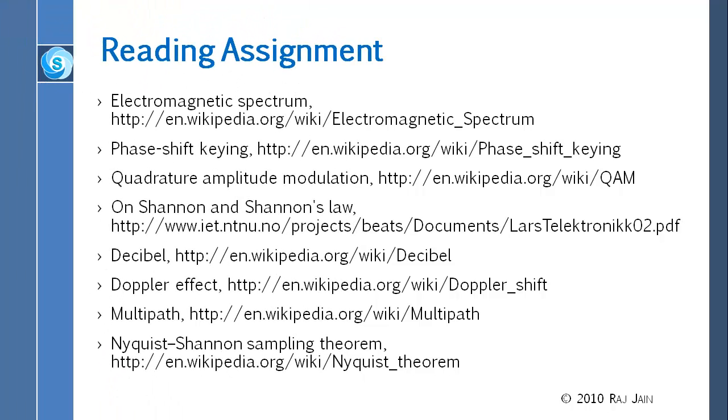And then if you wanted to read about many of these topics, I have put the URLs here from places where you can go and read. Electromagnetic spectrum, you can go. Most of these are, by the way, from Wikipedia. And I found that Wikipedia generally has more information than I want to give you, actually. So when you go to Wikipedia, you find a lot more.